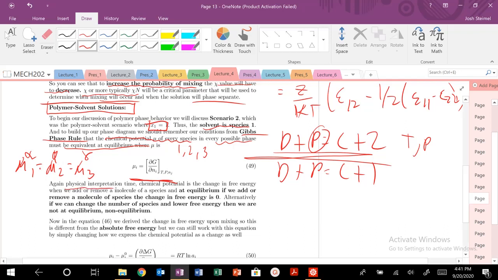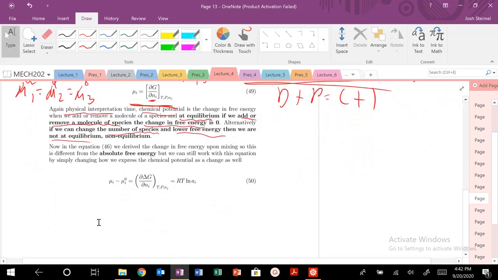But the physical interpretation: what we're saying here is that the chemical potential is a change in free energy if we add or remove a molecule or a polymer or species. And what it's saying is that when I'm at equilibrium, if I add or remove a species, the change in free energy is 0. If we're not at equilibrium and I change my species and I lower the free energy, then we're not at equilibrium. So that is your statement for at equilibrium. If I add a molecule, the change in that free energy is going to be 0, so they're going to be equal to one another.